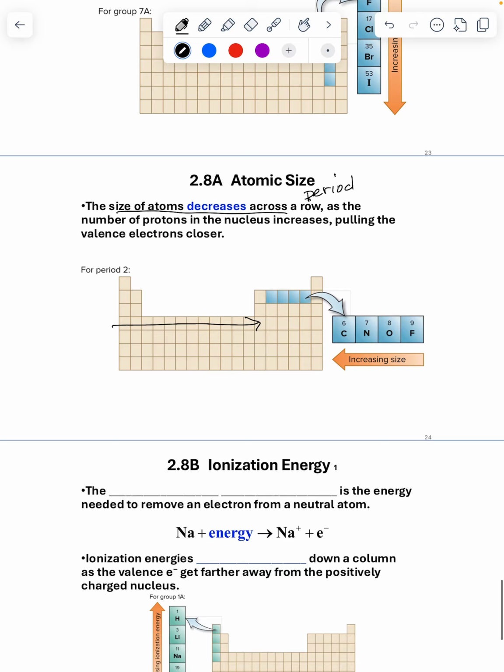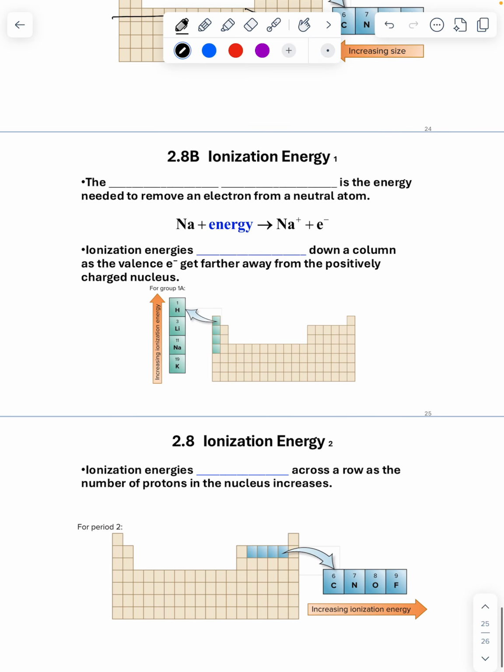The next trend that we're going to look at is something called ionization energy. Ionization energy is the energy needed to remove an electron from a neutral atom. So here's our neutral atom, sodium. It requires energy. Energy had to be put into the system, and an electron comes off, and we're left with something called an ion, a sodium ion. This trend is talking about the energy required to take that electron away.